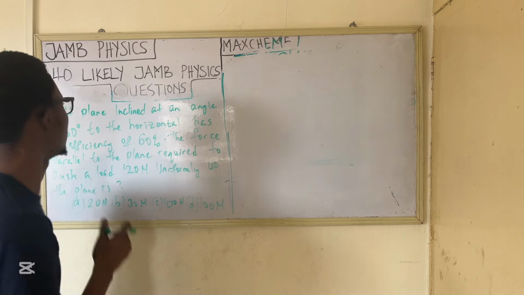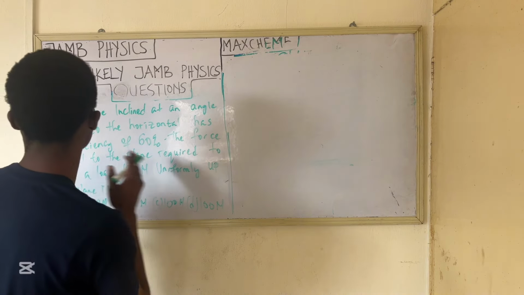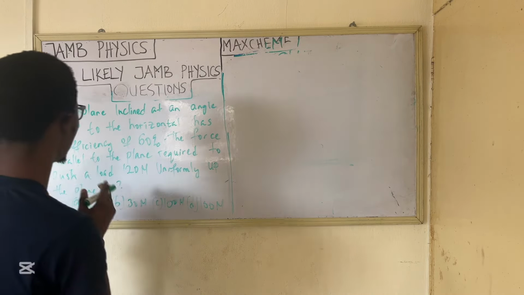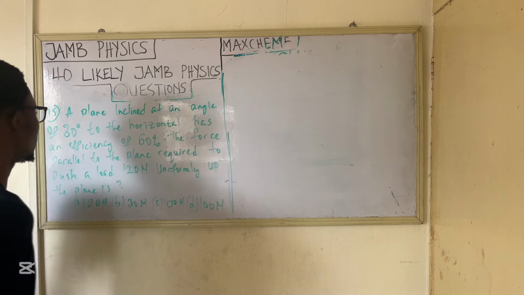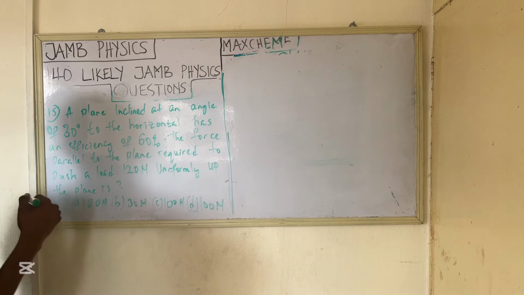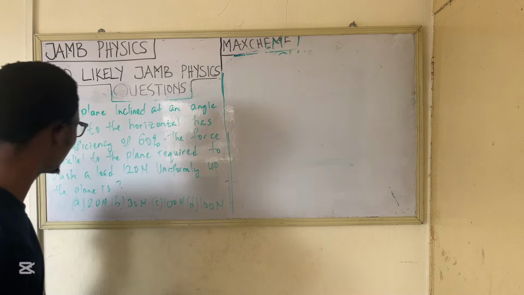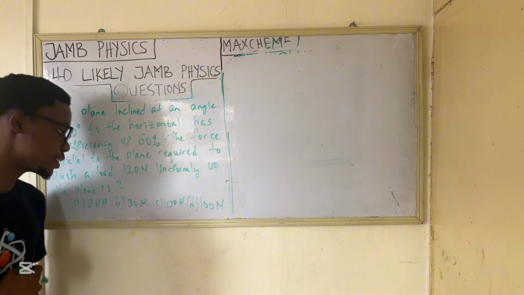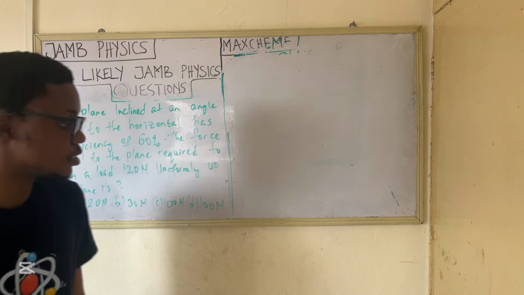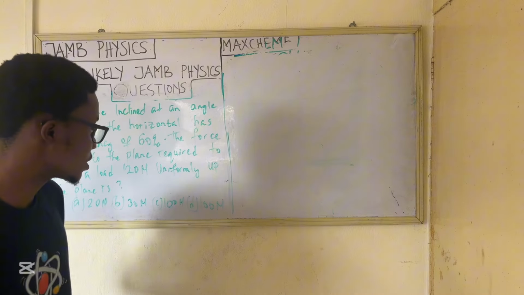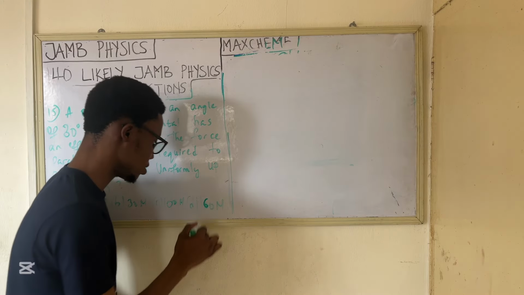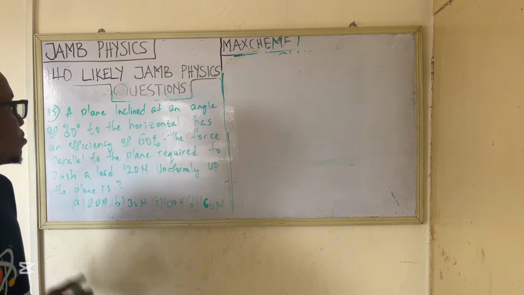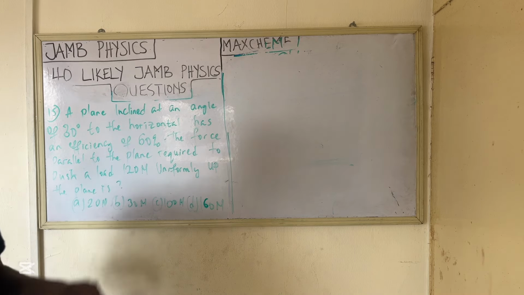Question 15. A plane inclined at an angle of 30 degrees to the horizontal has an efficiency of 60%. The force parallel to the plane required to push a load of 120 Newton uniformly up the plane is A. 20 Newton, B. 30 Newton, C. 100 Newton, D. 160 Newton. So let's solve this together.